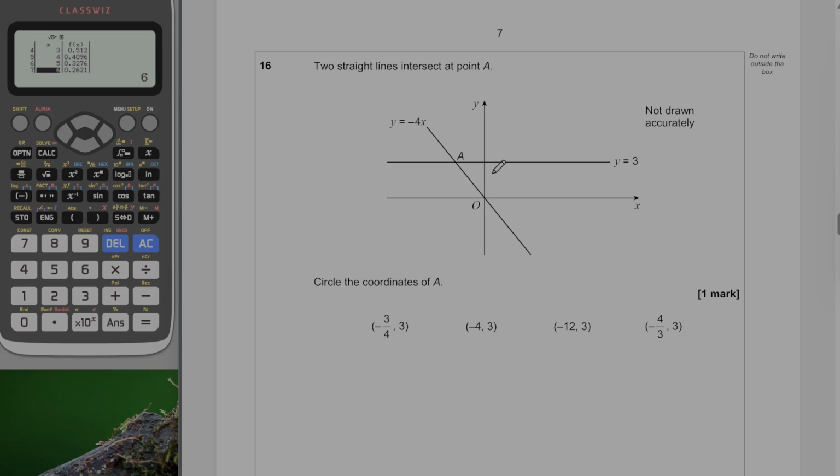Okay, question 16. Two straight lines intersect at point A. Circle the coordinates of point A. So it is the intersection of minus 4x and 3, so where they're equal. So x is going to be equal to minus 3 over 4. So we're looking at the coordinate minus 3 over 4 and 3, which is looking like that.